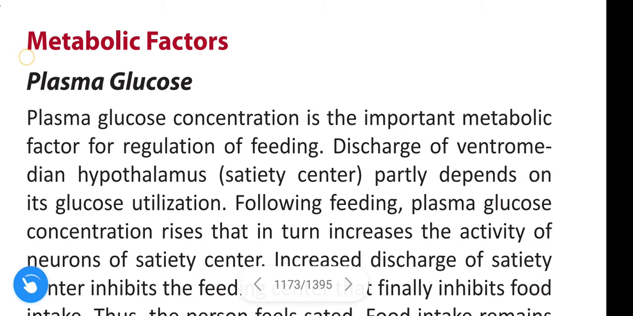In this video we are going to learn about metabolic factors that control the food intake. This is one of the functions of hypothalamus. Metabolic factors.